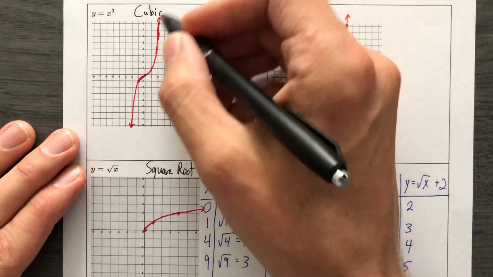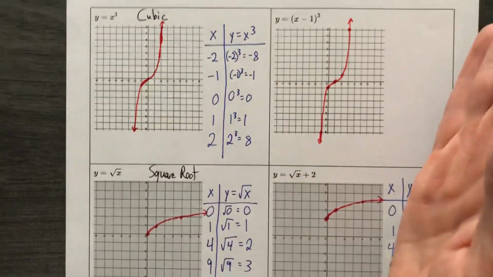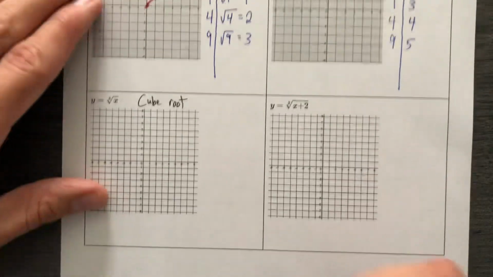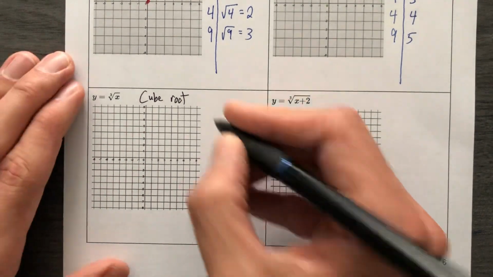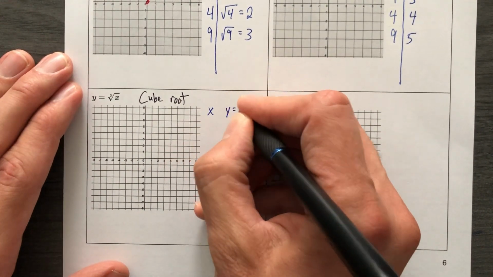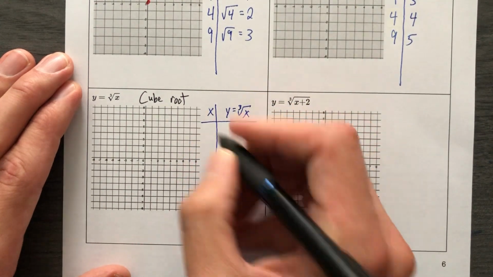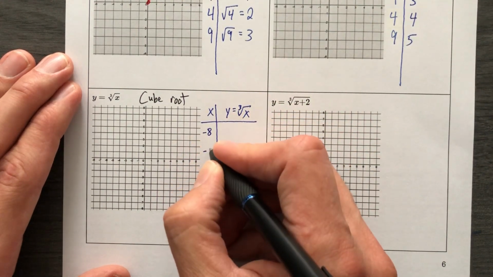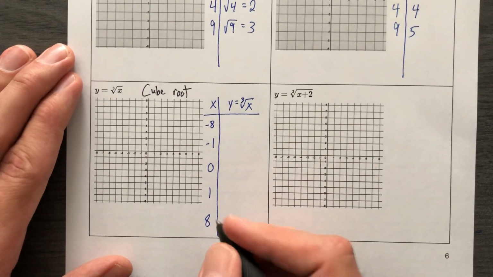So this graph, we could say it goes up and down. Now, technically, it does go left and right forever as well, just not as fast. This one's going to go left and right faster than it goes up and down. Let's make a table of values, and I'm picking these numbers strategically. I want the cube root of x, and we're going to pick -8, -1, 0, 1, and 8. Again, pick strategically. We'll start at the bottom.